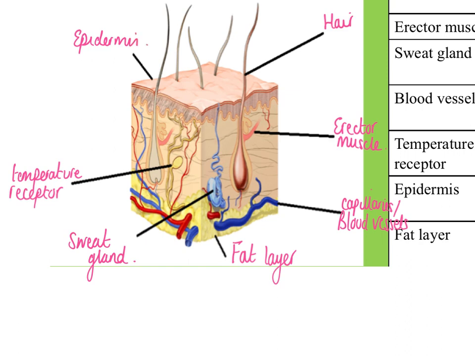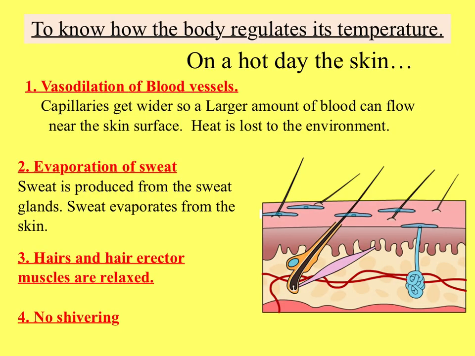Okay, what's going to be important when we're looking at how we keep warm is the hair erector muscle, capillaries, and our sweat glands. These are the four we need to remember. These are the four that are really important in how we control our body temperature. So on a hot day, there are three things that happen.